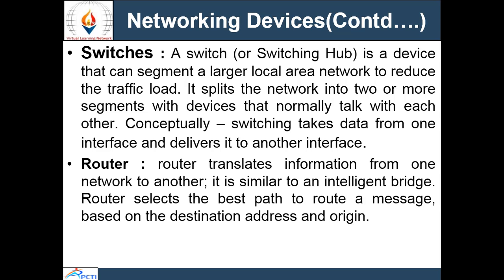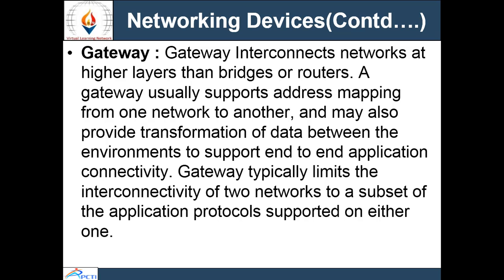Routers. A router translates information from one network to another. It is similar to an intelligent bridge. Routers select the best path to route a message based on the destination address and origin. The router can direct traffic to prevent head-on collisions and is smart enough to know when to direct traffic along shortcuts.